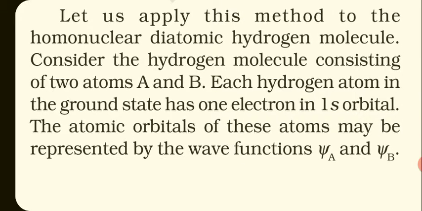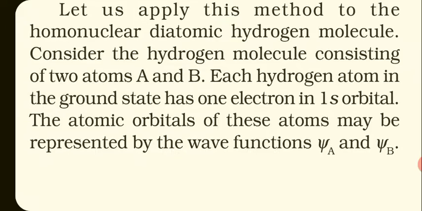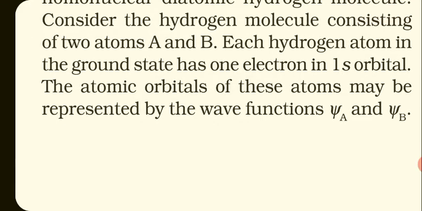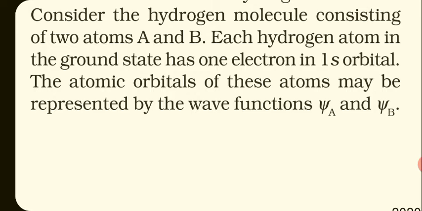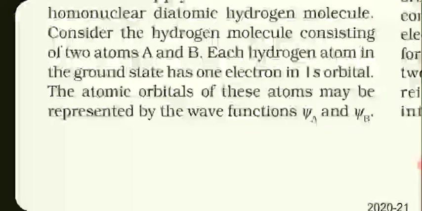Let us apply this method to the homonuclear diatomic hydrogen molecule. Consider the hydrogen molecule consisting of two atoms A and B. Each hydrogen atom is in the ground state and has one electron in a 1s orbital. The atomic orbitals of these atoms may be represented by the wave functions psi A and psi B.